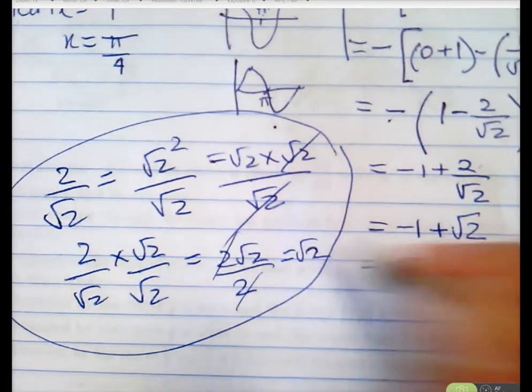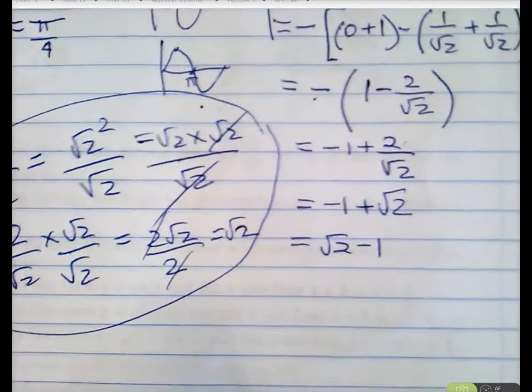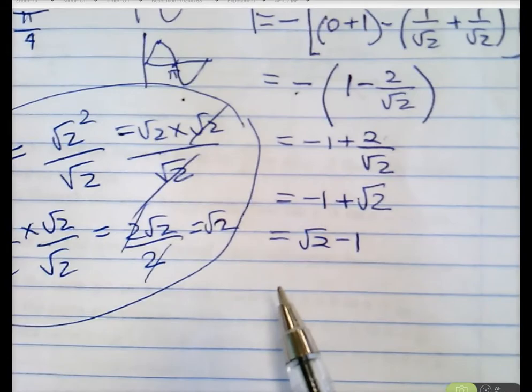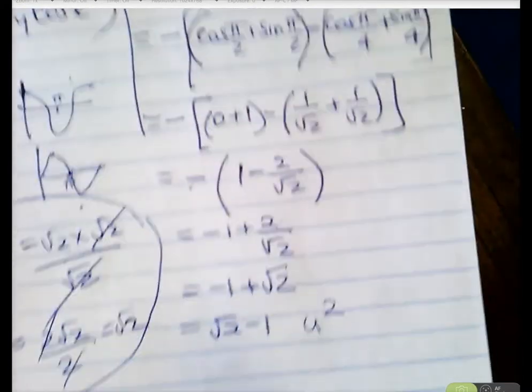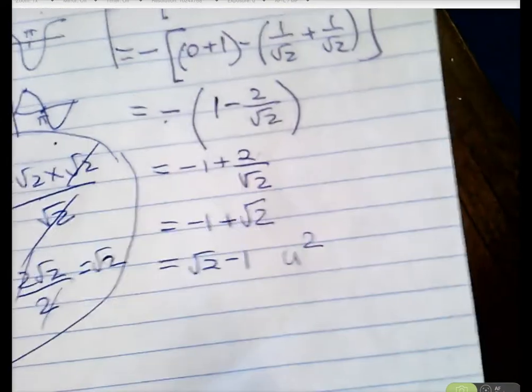Good luck. Okay, top one's much quicker. Between two curves, you write units squared, because you're not given whether it's centimetres or whatever.